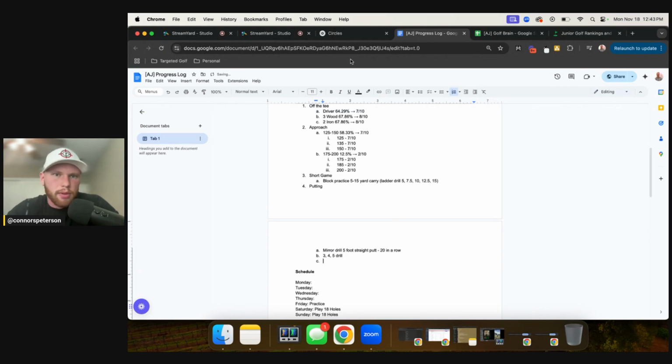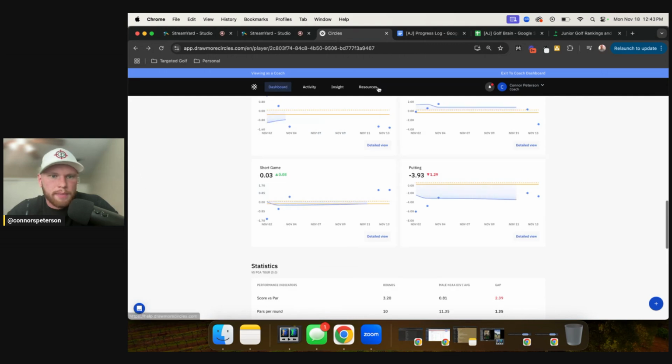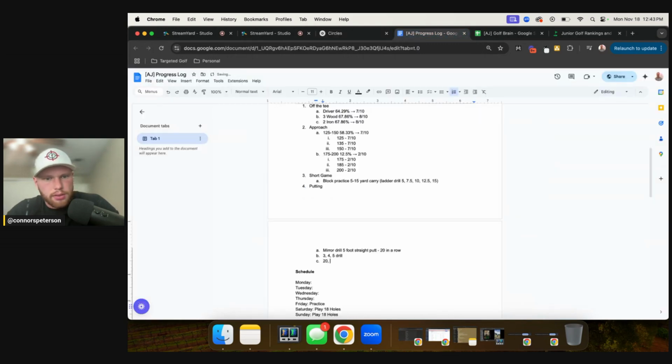Then the last drill I'm going to throw in here, I want to sharpen up the lag putting. So I'm going to call it the 20, 30, 40 drill, or also known as the 10% drill. What that's going to be is we're going to set up tees from 20 feet, 30 feet, 40 feet. We're going to set them up on either side of the hole. Ideally, this is on a slope. We're going to be putting downhill one side, uphill the other side.